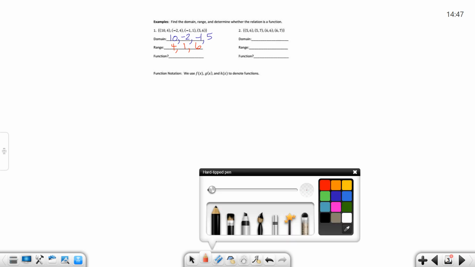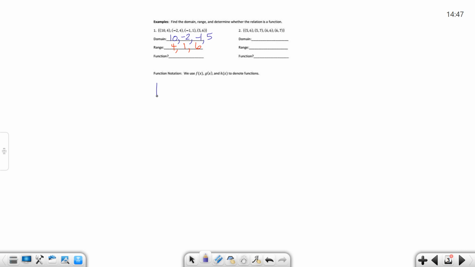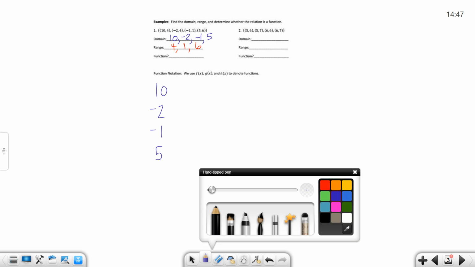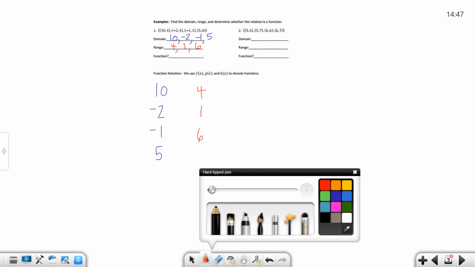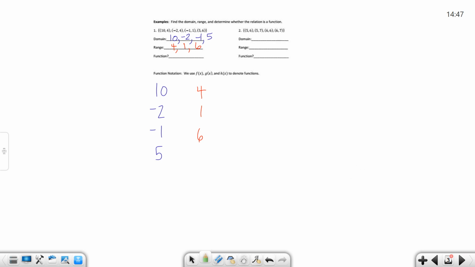So the question at the bottom says function with a question mark. So that means, is this a function, yes or no? So the way that I tell is I just write my domain out. I like to write it vertically. And I write my range out. So when I write the range, it's 4 and 1 and 6, and I examine the relationship between the two. So for example, x value 10 corresponds to y value 4. -2 corresponds to 4, -1 corresponds to 1, and 5 corresponds to 6.